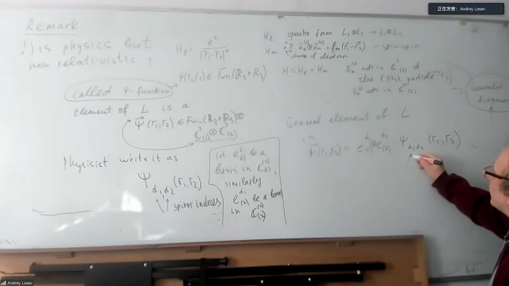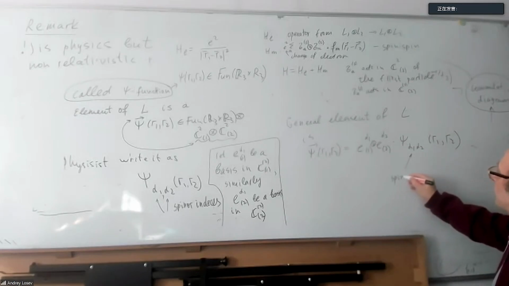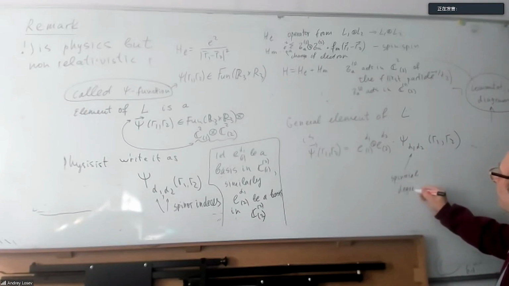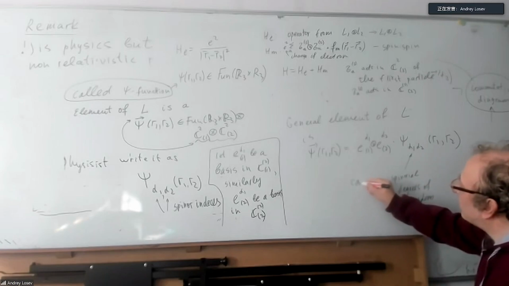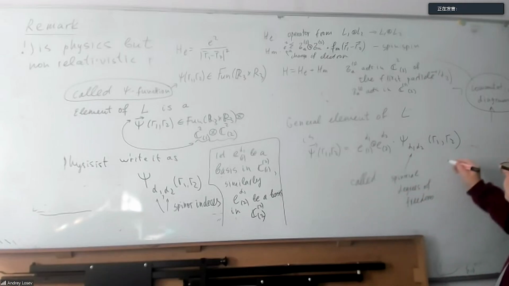So physicists call this spinorial degrees of freedom. And these they call space degrees of freedom.